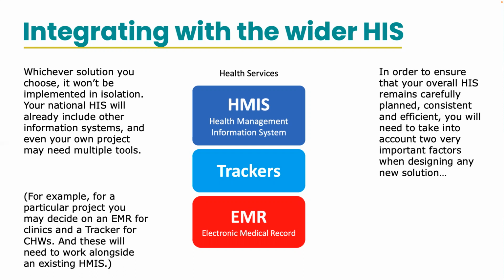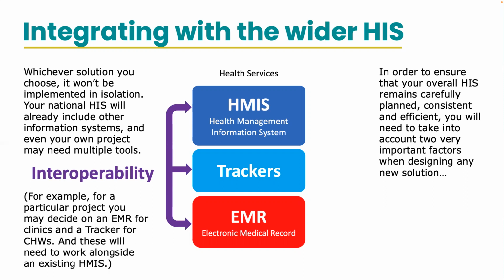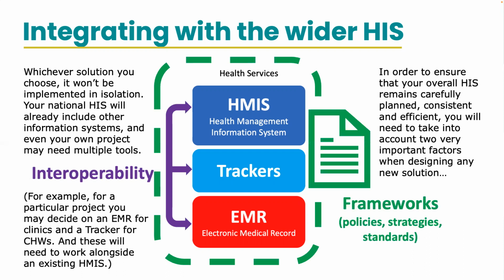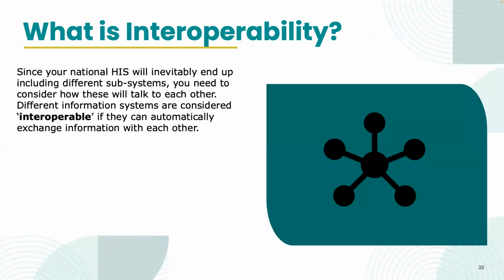So in order to ensure the integrity and efficiency of your overall HIS, there are two important factors that you need to consider here. The first is interoperability, how these systems talk to each other. And the second is the framework of policies, strategies, and standards that exist and that you need to align to. So just starting with interoperability, because your national HIS over time will invariably end up consisting of a number of different systems, you need to think through how these will talk to each other.